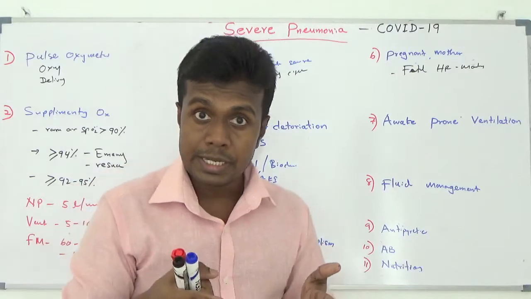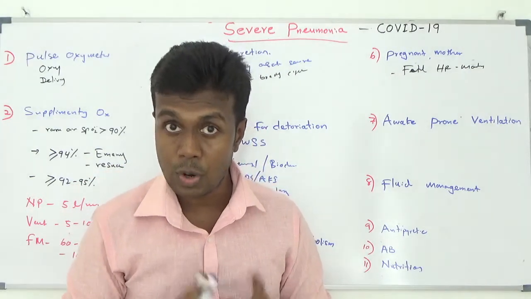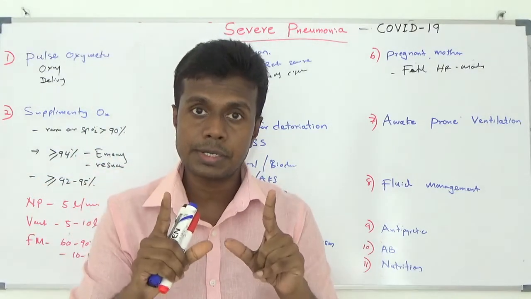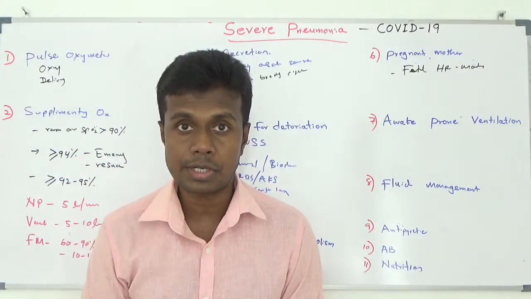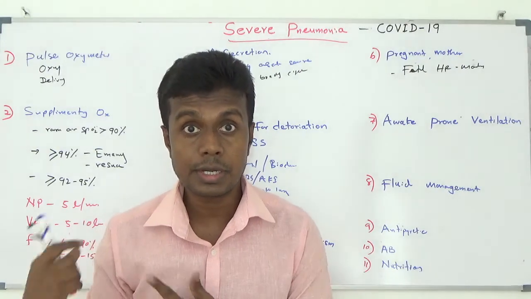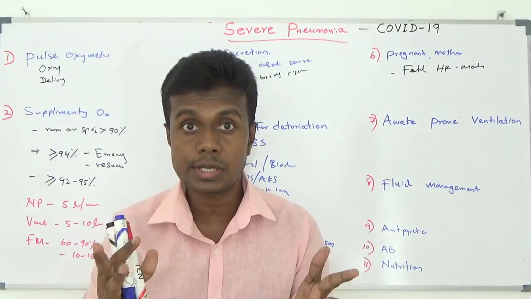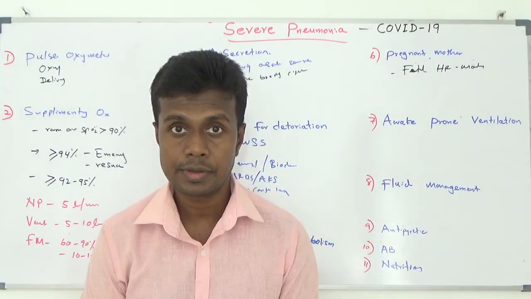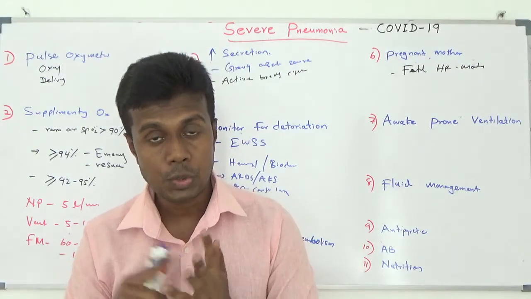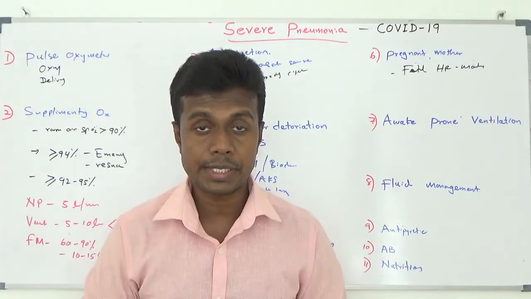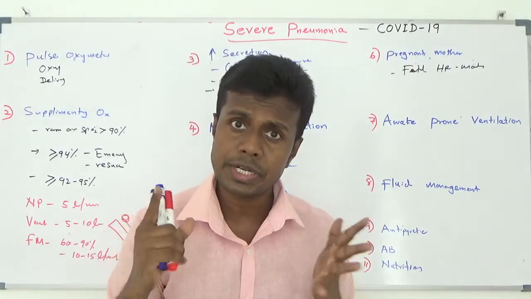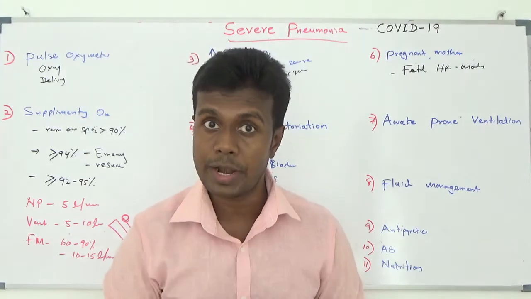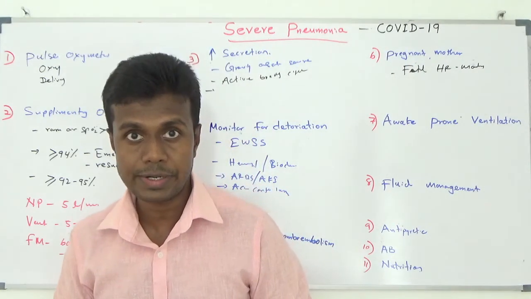Antipyretic, like previously, if your patient has fever, you have to consider an antipyretic. Antibiotic, again, if you suspect secondary bacterial infection, or if your patient has sepsis with new features of pneumonia, you can start empirical antibiotics. You have to take cultures simultaneously. According to the culture, you have to either stop or change the antibiotic. The usual antibiotic duration is 5 to 7 days. You have to consider stopping the antibiotic after about 5 to 7 days.